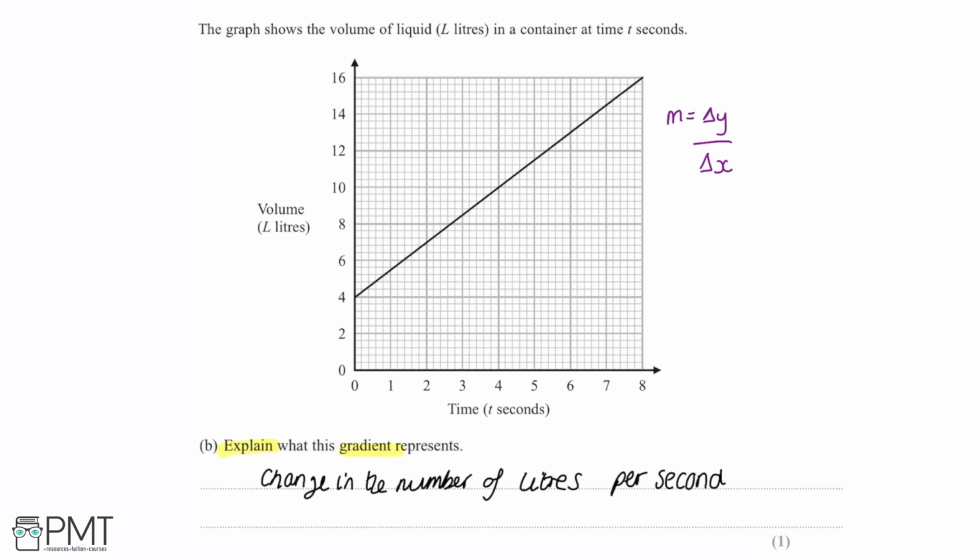Alternatively, because we have a value per second, we could use the word rate and say the rate at which the container fills. Or we'd still get the mark for saying something like the number of litres added per second, as long as there's an explanation relating to the rate of change of volume with time.